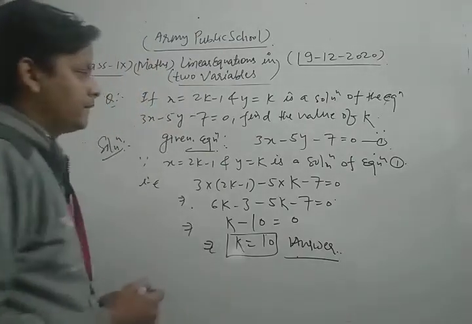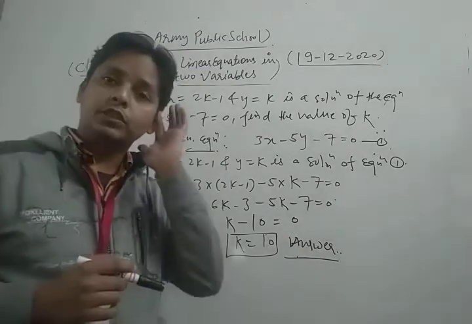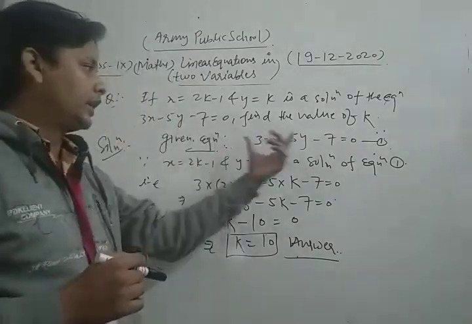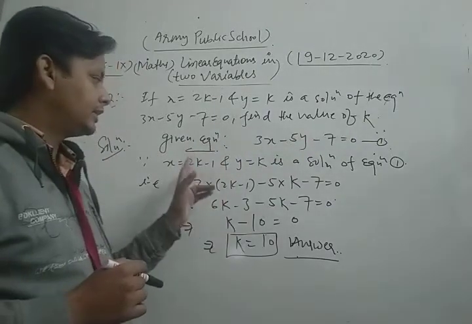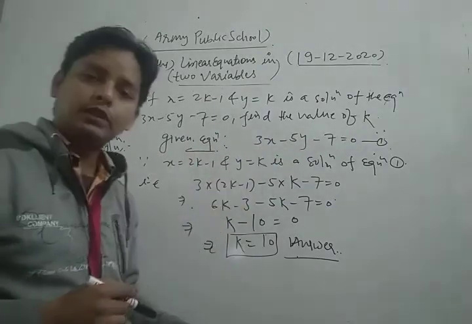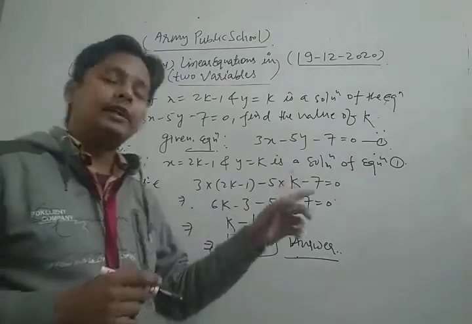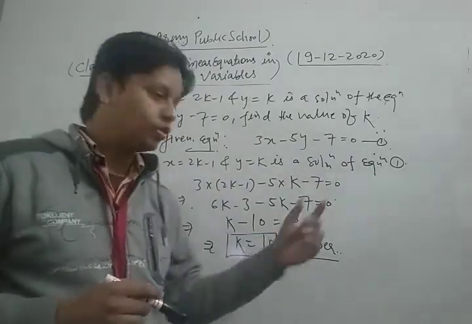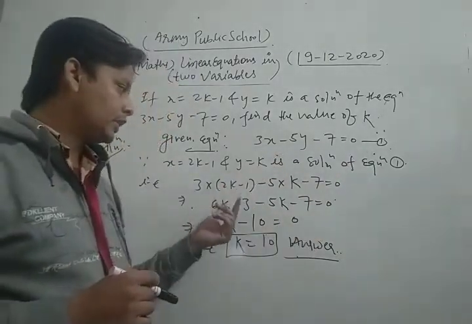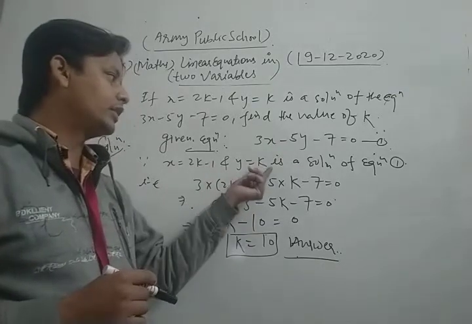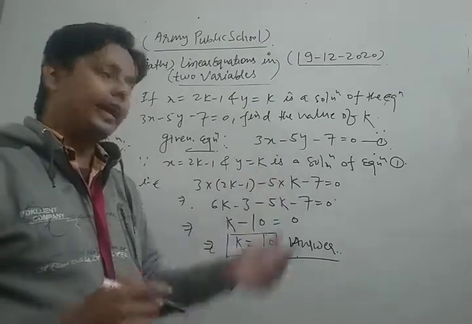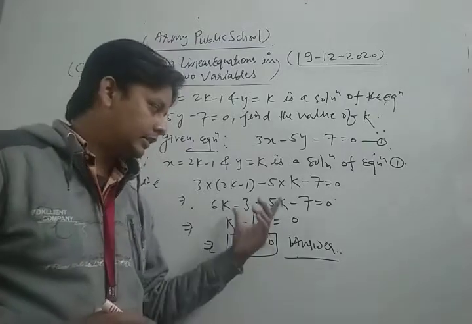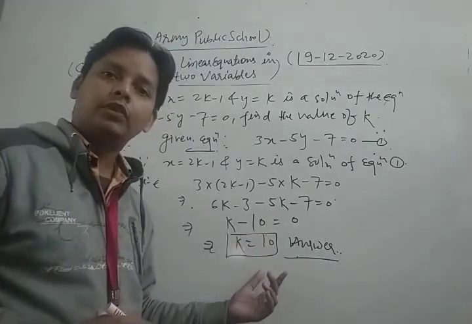Okay. Now let's see once more what is the process to solve that type of question. First of all, we have the given equation, and it is clear that the pair of values is the solution of the given equation 1. Thus it must satisfy the given equation. So in the given equation, we put x is equal to 2k minus 1 and y is equal to k, and we simplify, and this way we get our result as the value of k.